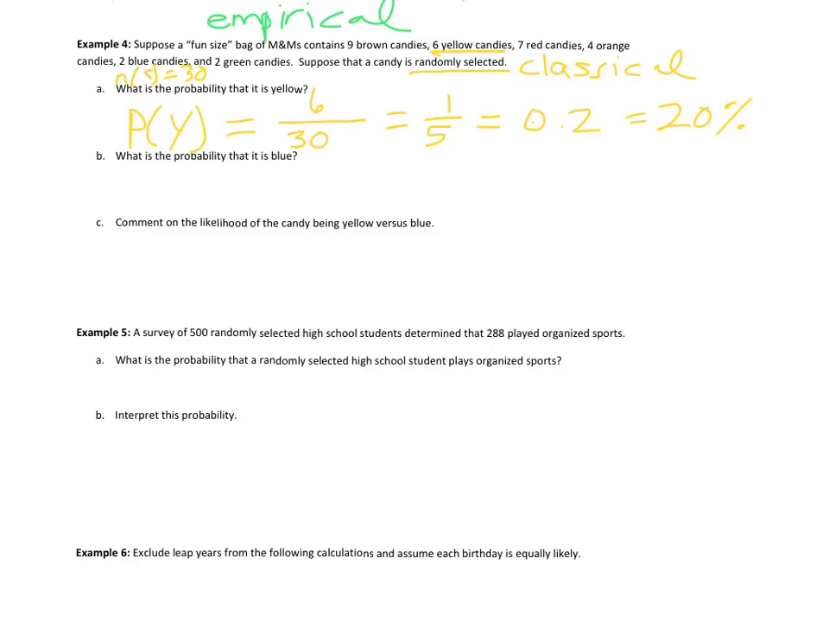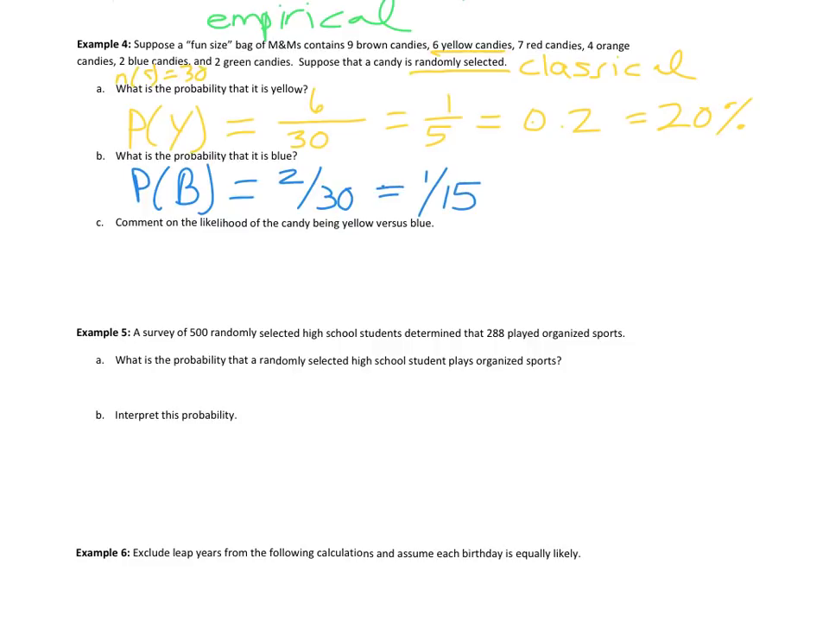Those are all probabilities. All right, what is the probability that it's blue? So we'll call B for blue. How many blues are there? Out of how many M&Ms? Good. So there's our probability. And again, we're using the counting method or the classical method.